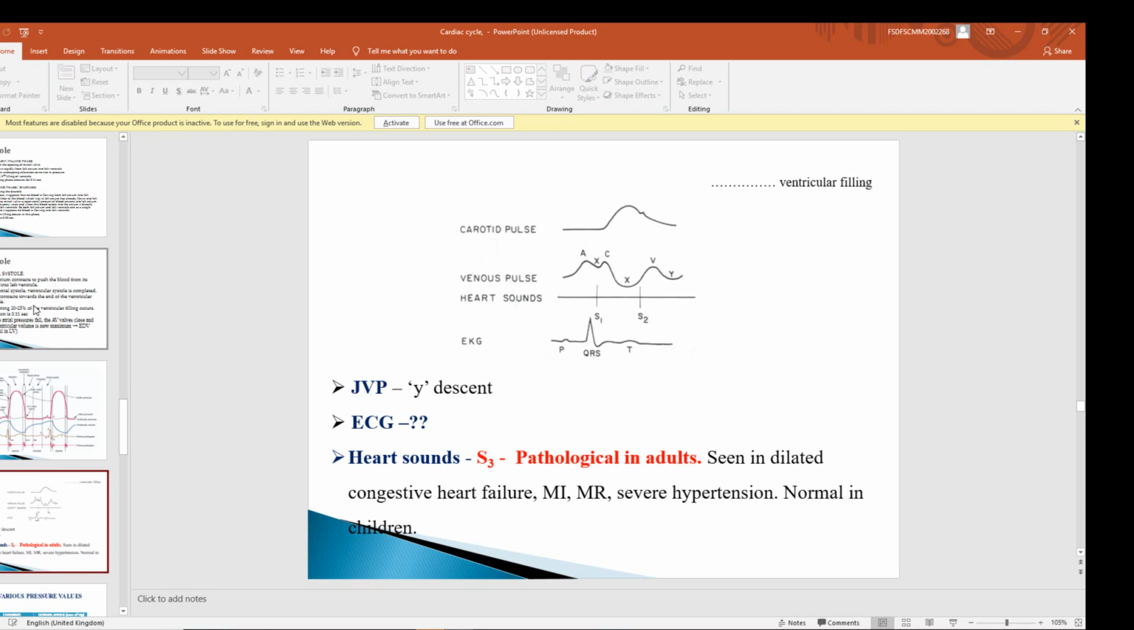Ventricular filling, JVP is reflecting it by means of the Y descent. Then heart sounds like S3 are pathological in adults and seen in dilated congestive heart failure, myocardial infarction, mitral valve incompetency, mitral valve regurgitation, and severe hypertension. It is normal in children.